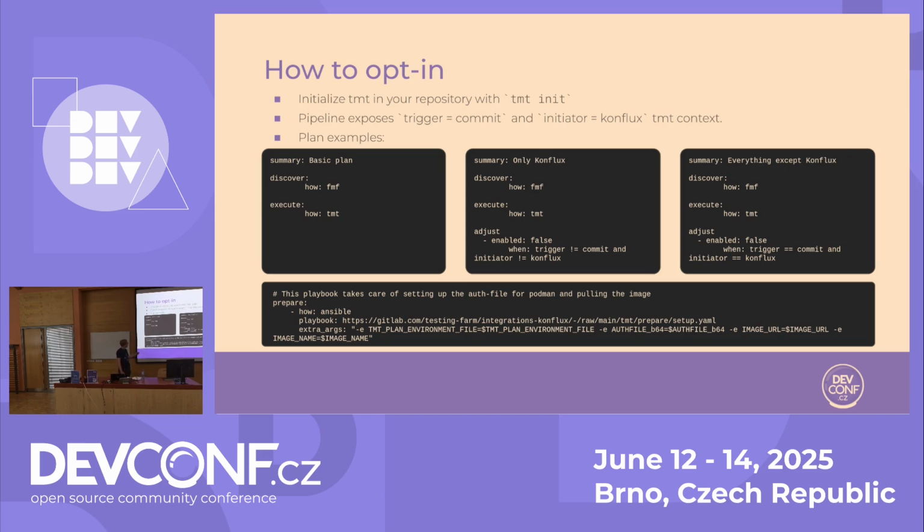The last section is needed for all three plans because it runs the playbook that takes care of setting up your auth file for Podman and pulling the images. Without that, Testing Farm won't be able to pull your container.